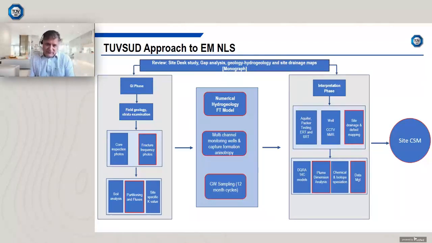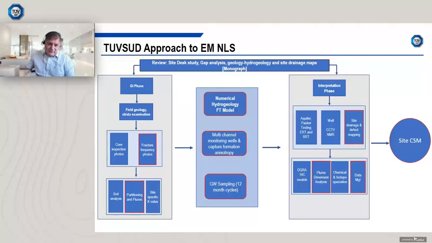So at the moment, what we do is we carry out a detailed site study followed by a gap analysis and building the geology, hydrogeology, and the site drainage maps. Call it a map monograph, and we have all this information available to us before we go towards planning the GI phase and creating the geo-environmental design. And then we go into carrying out the field work. The field work is essentially dictated by all this detailed work, which does take a couple of months to prepare. On an average, before the SGI begins, it takes about 3.5 months to get to that stage.